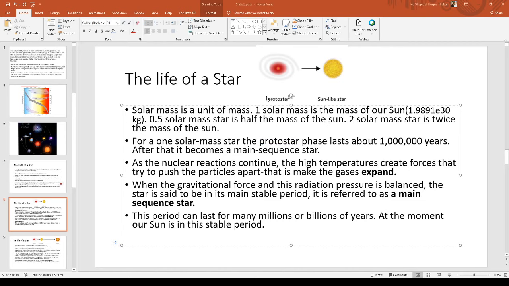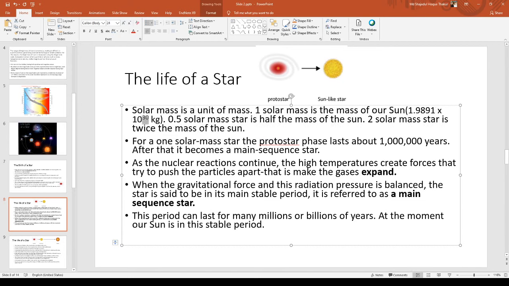Okay, now to repeat, solar mass is a unit of mass. One solar mass is the mass of our sun. Now the problem is the mass of our sun is huge. It's 1.9891 times 10 to the power 30 kg.